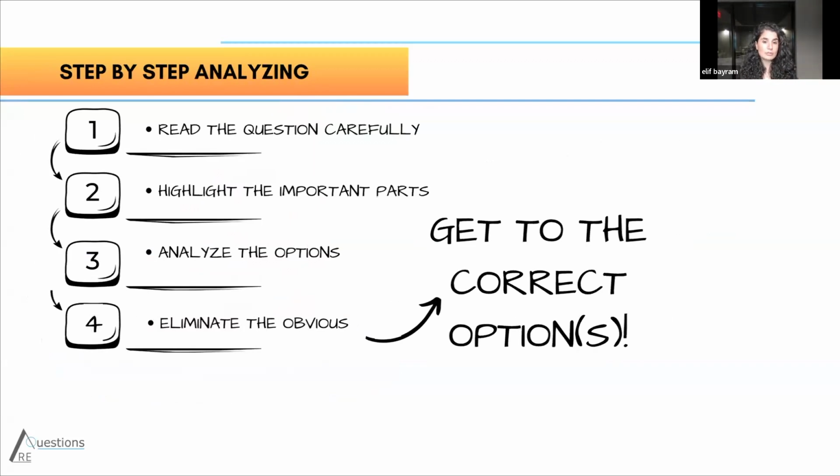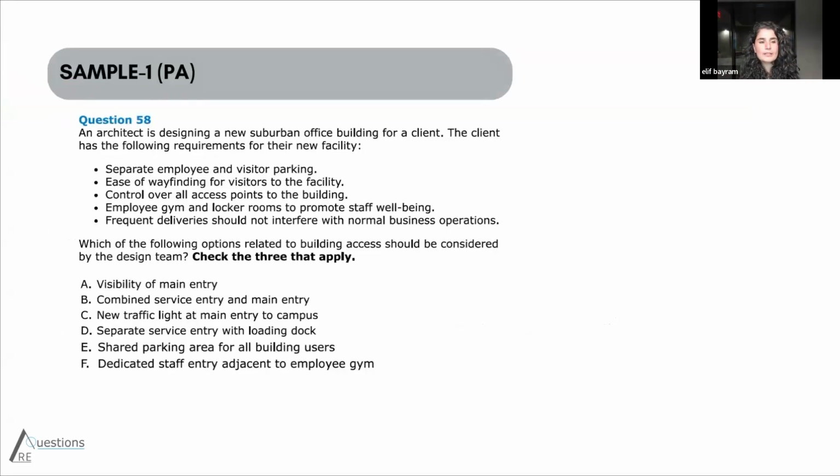Use the highlight tool to highlight the important parts. It's very useful. Then analyze the options and eliminate the most obvious ones as you are first reading the options, okay? Some of them are super obvious. Let's look at this question. This is from the NCARB free PA exam.